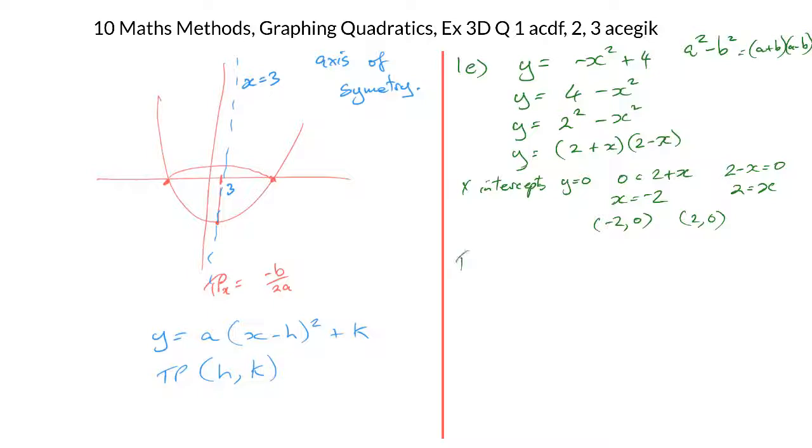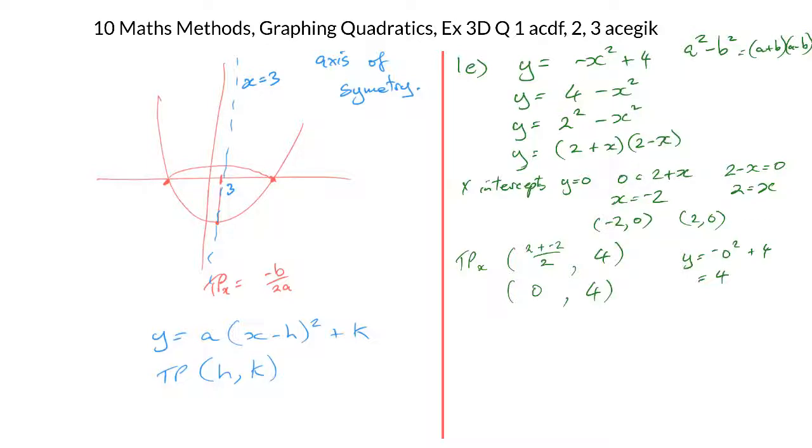Another thing we're asked to find is the turning point. Well, the turning point is halfway between those values. The turning point of x would be 2 plus negative 2 all over 2. So the average x value, which in this case ends up as 0. So when x equals 0, what does y equal? Well, y will equal negative 0 squared plus 4. In other words, y equals 4. So y equals 4 when x equals 0. So there's our turning point.